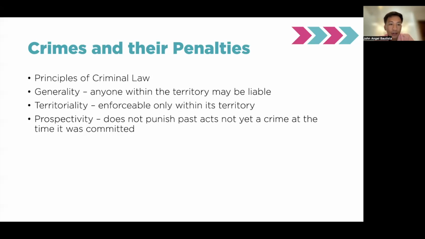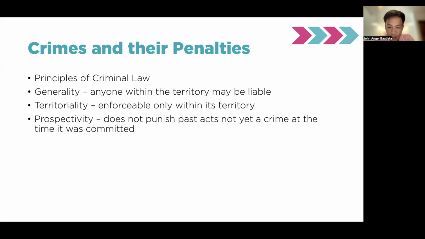Next, territoriality. In general, this principle talks about where. Saan ba nai-enforce yung mga batas natin? Criminal laws, we're talking only of criminal laws. So our criminal laws are enforceable within the territory of the Philippines. Outside, hindi na nag-a-apply yung Philippine laws on crimes. Philippine Code of Crimes natin, hindi na applicable sa ibang bansa. Except there are certain exceptions.